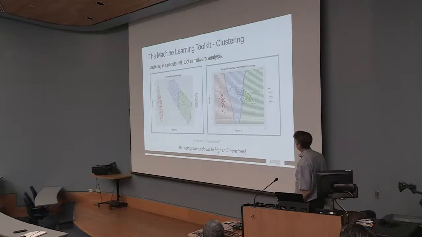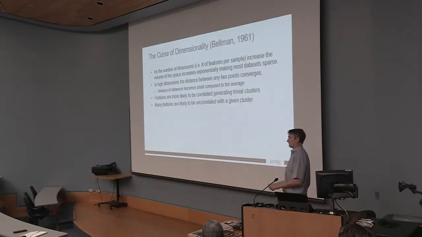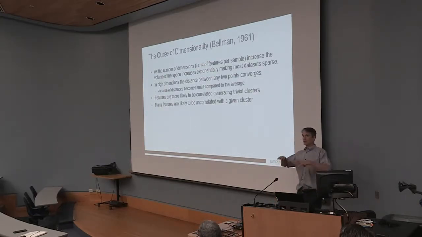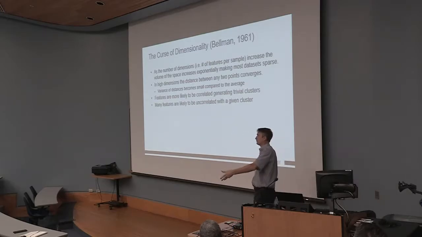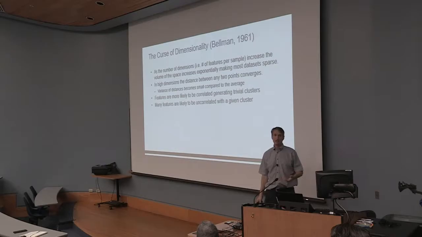The problem with clustering is that things break down in higher dimensions, because as you add a dimension, the space between the points grows exponentially. And so if you have enough dimensions, every point is almost as equidistant from each other. The differences between the points start disappearing unless you have a lot of points. So every time you add a dimension, you have to add exponentially more points to still get decent clustering. So that's called the curse of dimensionality.